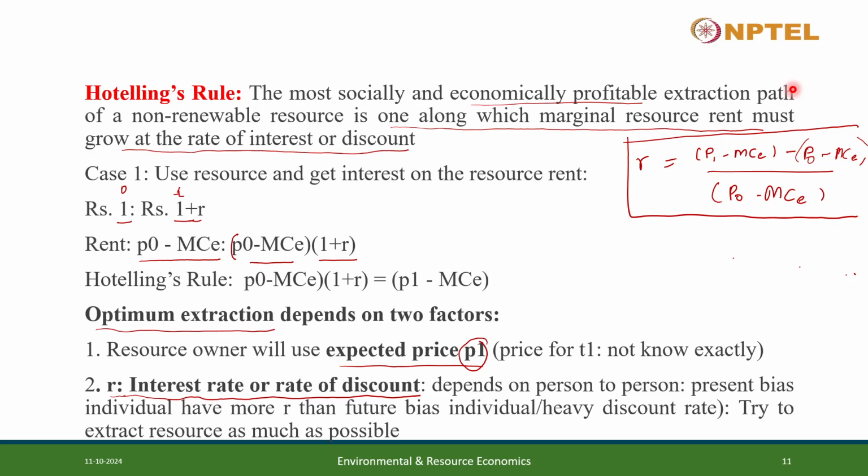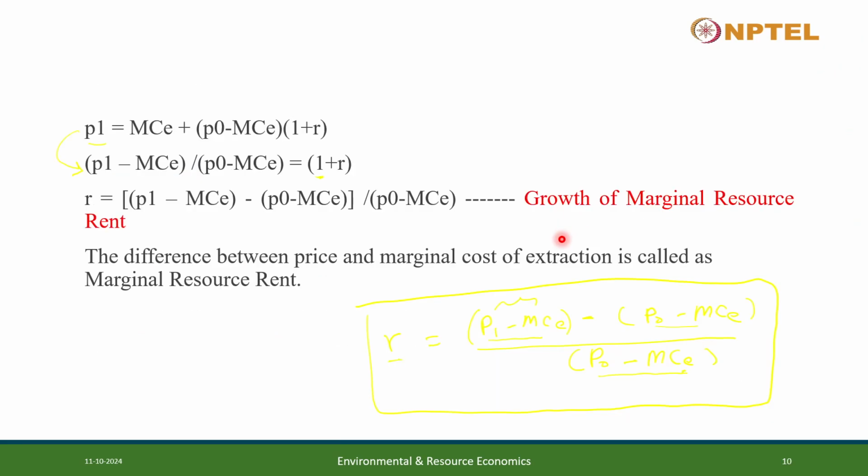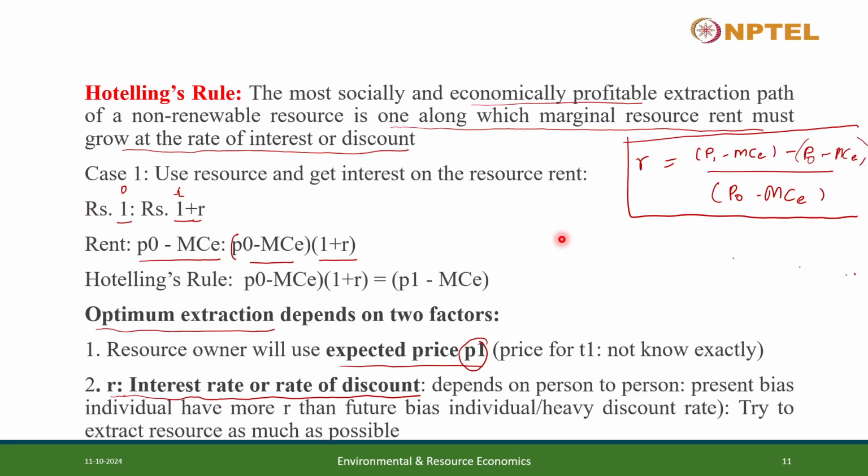So this is the one primary condition that tells whether optimal extraction of resources is being followed or not. Any questions or any comment you want to make on this? Nothing, madam. So from here we have derived the r value, and then we have stated Hotelling's rule, which says that the optimal extraction of resources is when the rate of interest or rate of discount is equal to the growth of marginal resource rent.